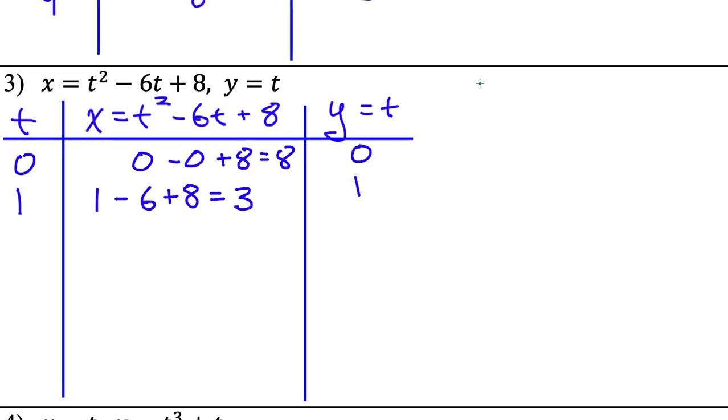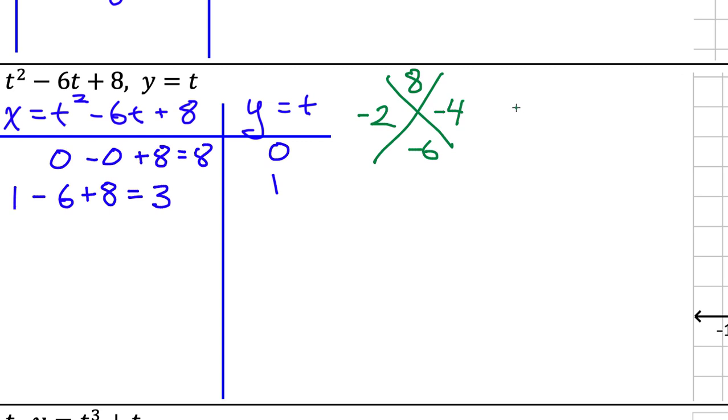So I'm going to use my Ninja Star tool, and I ask myself, what adds to negative 6 and multiplies to 8? So first, what multiplies to 8? 1 and 8, it doesn't work. 2 and 4, oh yeah, 2 and 4 will somehow get 6. So I think both of them need to be negative, and then I factored it. So it's not x, but it's t minus 2 and t minus 4.